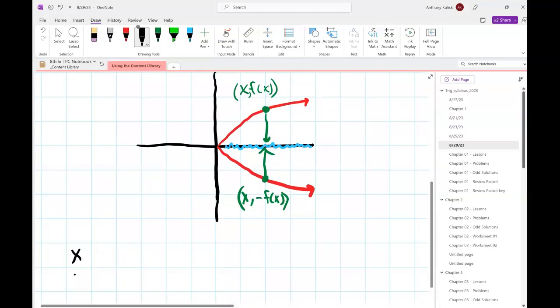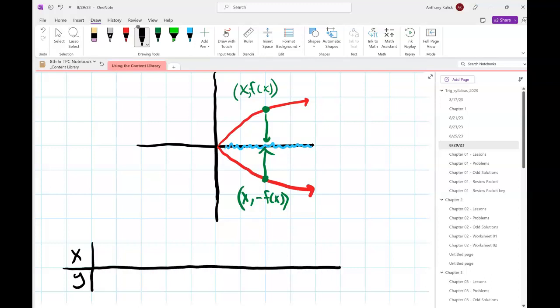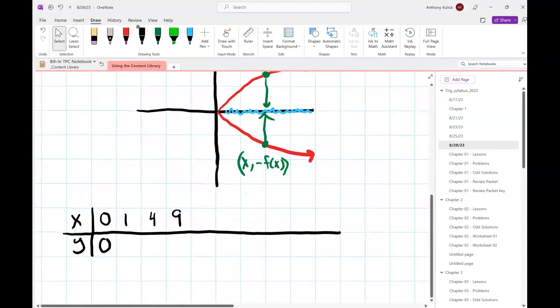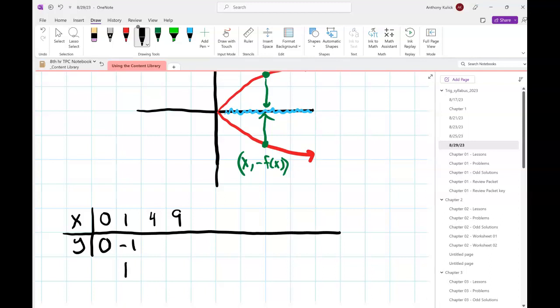What if I represent this as a table instead? So maybe we pick the x's 0, 1, 4, 9. When I plug those x's in, when I plug 0 in, I get plus or minus 0, but 0 is neither positive nor negative, so the plus or minus really does nothing there. And if I plug 1 in, plus or minus the square root of 1 is plus or minus 1. So I'm getting 2 y values there.